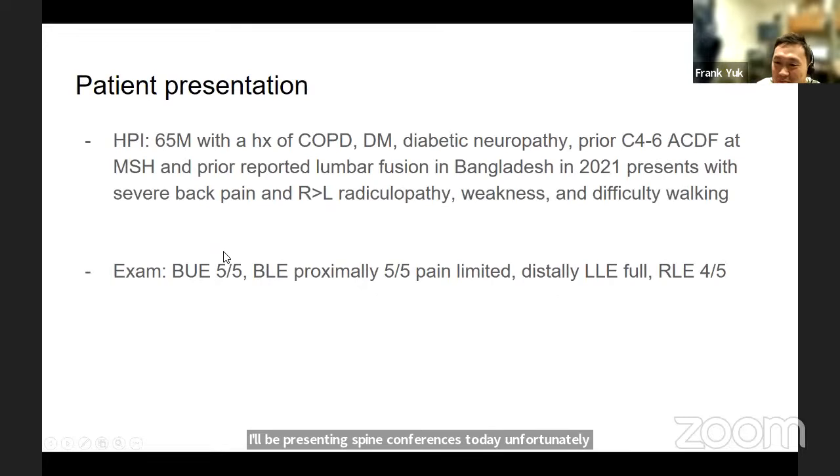So we'll start with a patient presentation. This is a 65-year-old male. He has a history of COPD, diabetes, prior C4-6 ACDF, which is on here at MSH, and prior reported history of lumbar fusion in Bangladesh in 2021, and presents with severe back pain and right greater than left radiculopathy, weakness, and difficulty walking on exam. He's full strength in the uppers and lowers. He's approximately full strength, but distally on the right, he's 4 out of 5.